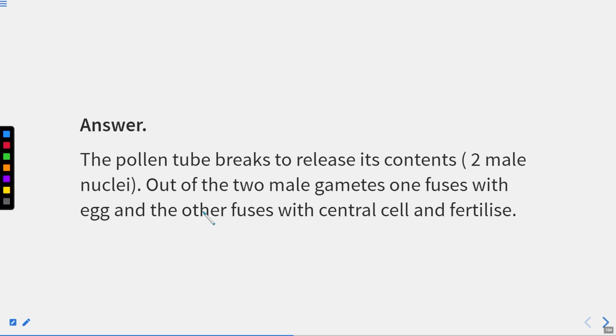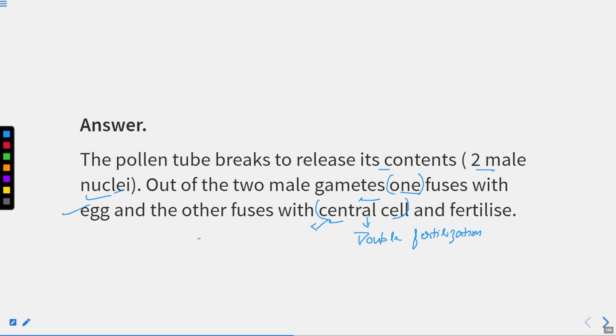Now the pollen tube breaks to release its contents, which are the two male gametes. Out of the two male gametes, one fuses with the egg cell, this you already know, and the other fuses with the central cell. This kind of fertilization is known as double fertilization. One male gamete fuses with the egg cell and the other male gamete fuses with the central cell.